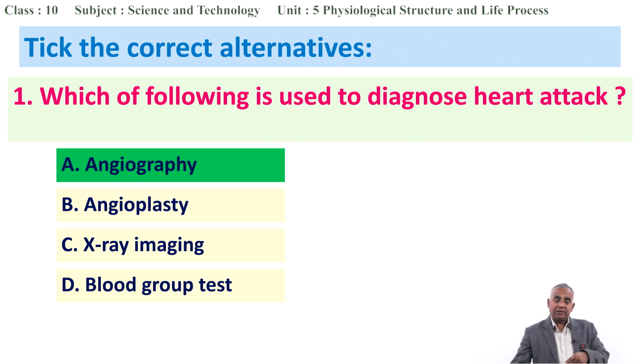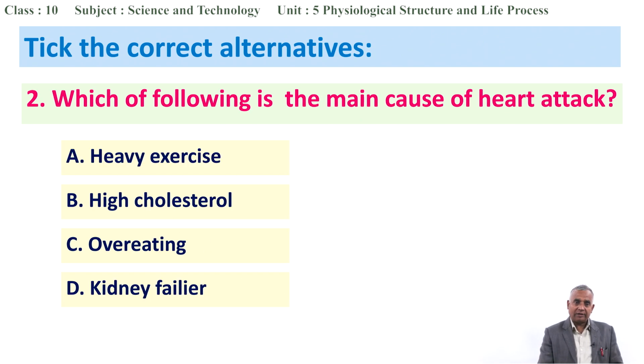Because angioplasty is a method of treatment. X-ray imaging alone is not for it. There is a special type of X-ray imaging, that is fluoroscopy X-ray. And a blood group test is a different test, so it does not determine that.